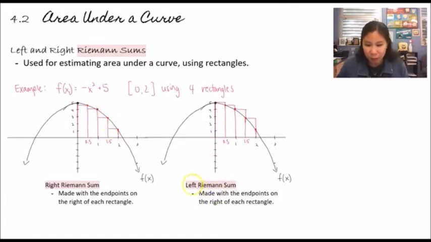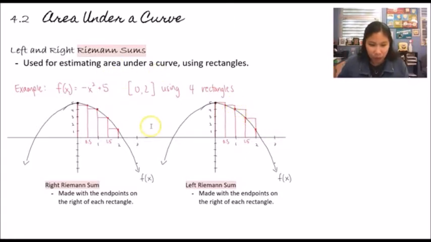But then with the left Riemann sum, it's made with the left endpoint of each rectangle. So here's my first rectangle, the left side, where the point on the graph is whatever's on the left. And then here as the height, here, here, and so on.